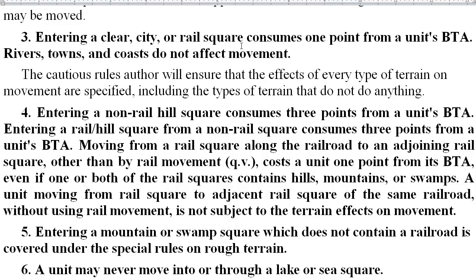Okay, if you enter a mountain or swamp square which does not contain a railroad, there are special rules on rough terrain. Mountains and swamps are both rough terrain. We have one rule for movement through rough terrain because the rules for movement through mountains and for swamps are the same. Oh yes, lakes and sea squares are impassable. You can't move through them at all.